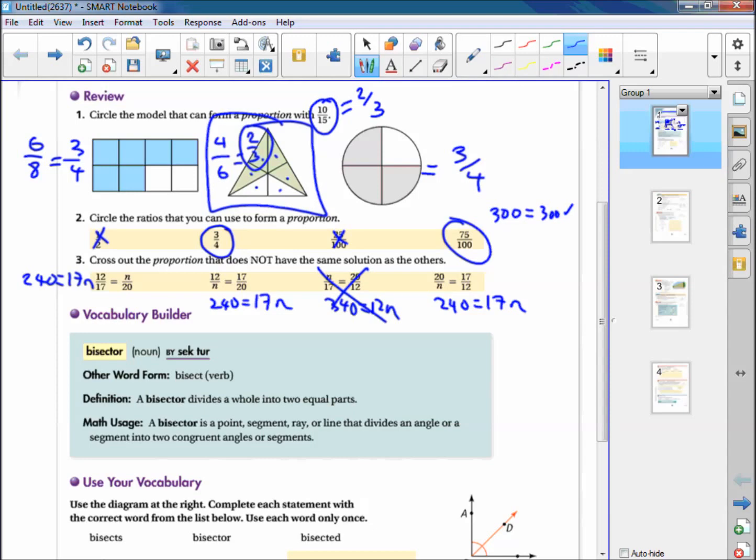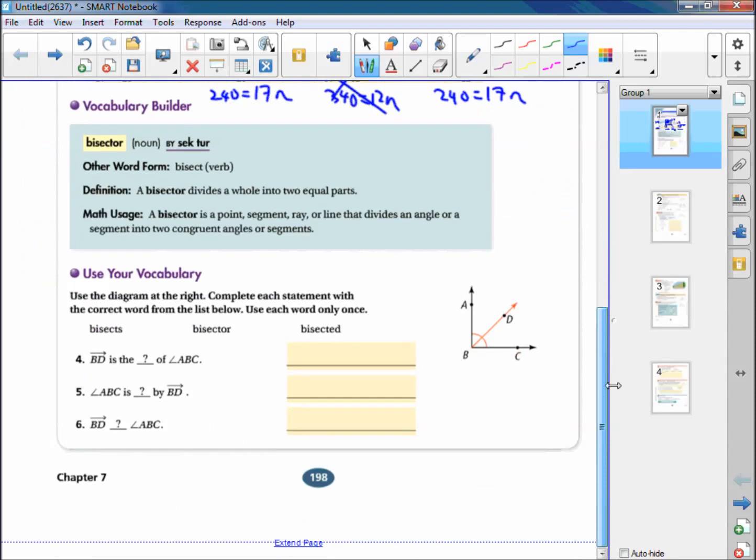All right, vocabulary builder: bisector. The other word form is bisect, that's a verb, so to bisect something. Definition: a bisector divides a whole into two equal parts. So we've had angle bisectors, we've had segment bisectors. So a bisector is a point, a segment, ray, or line that divides an angle or segment into two congruent angles or segments. Use the diagram at the right, complete each statement with the correct word from the list below, and use each word only once.